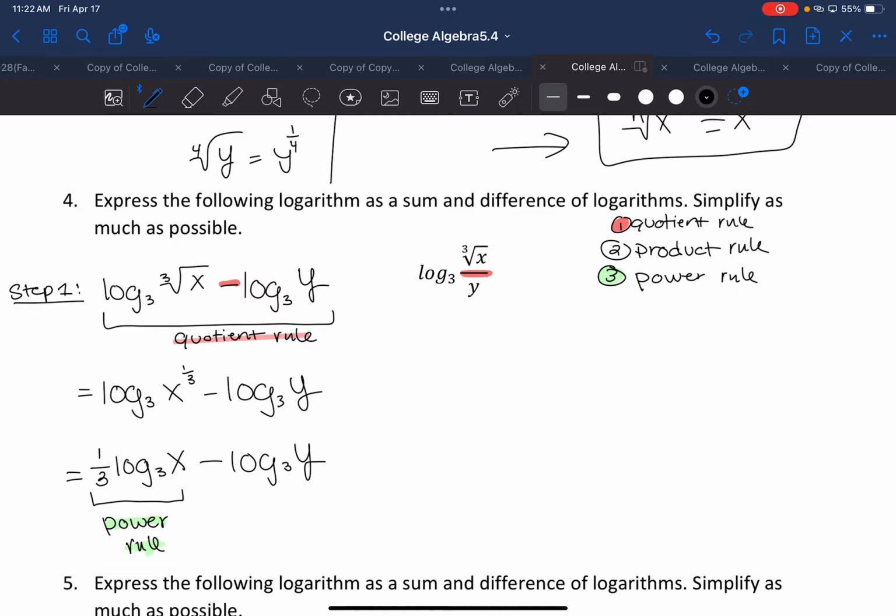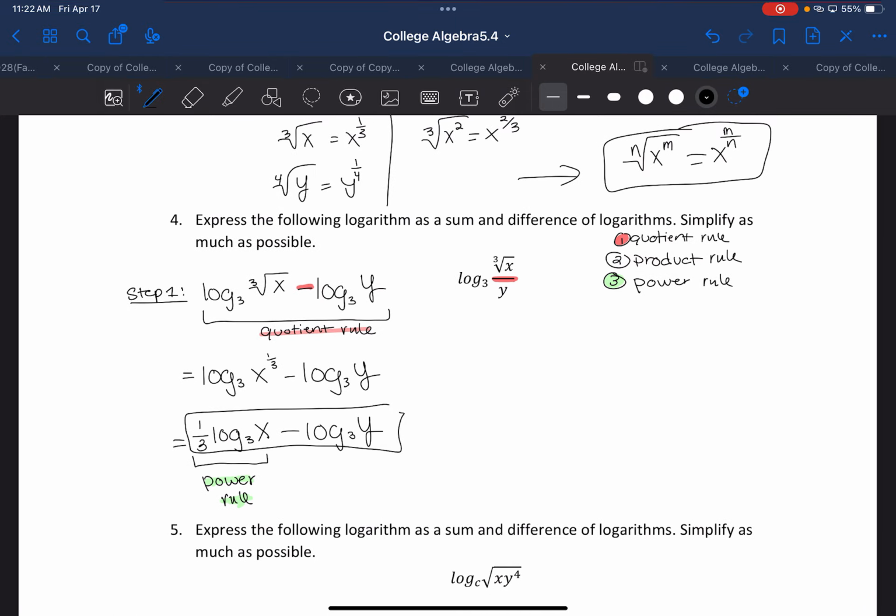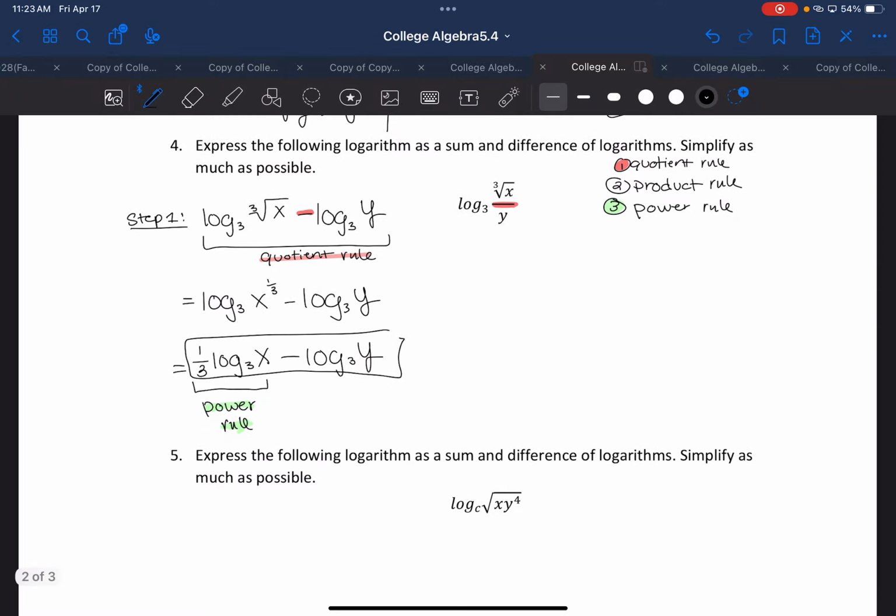And that's it. I don't have anything else I can do. Nothing being multiplied in my logs, nothing being divided, and no exponents. Okay? All right, number 5.